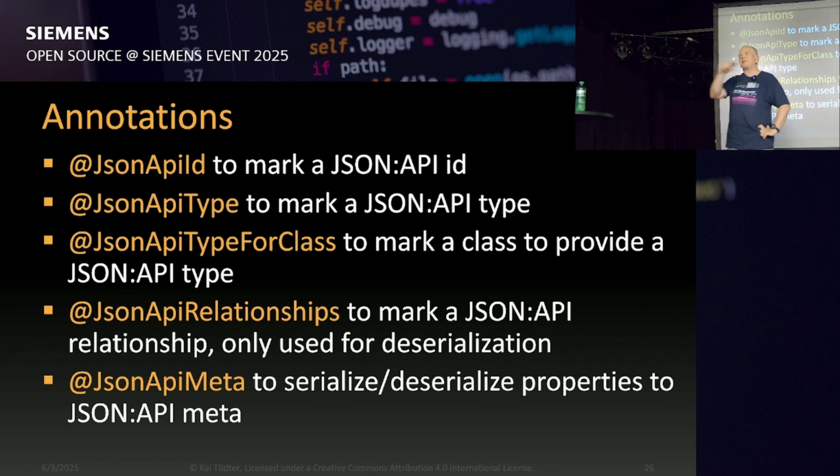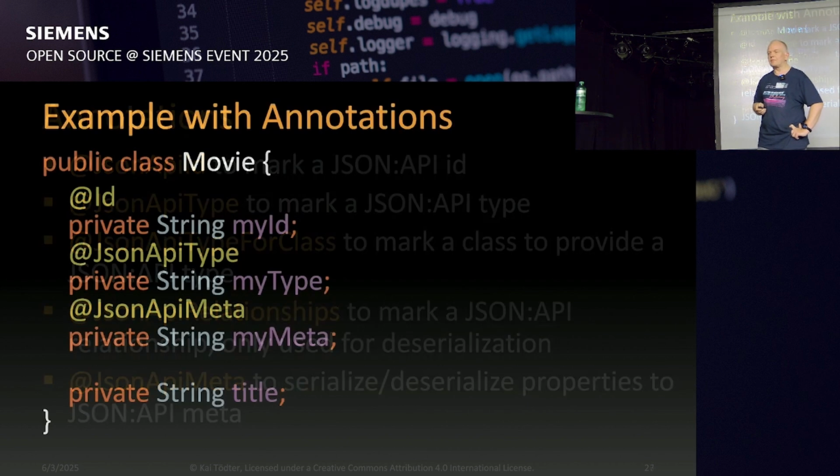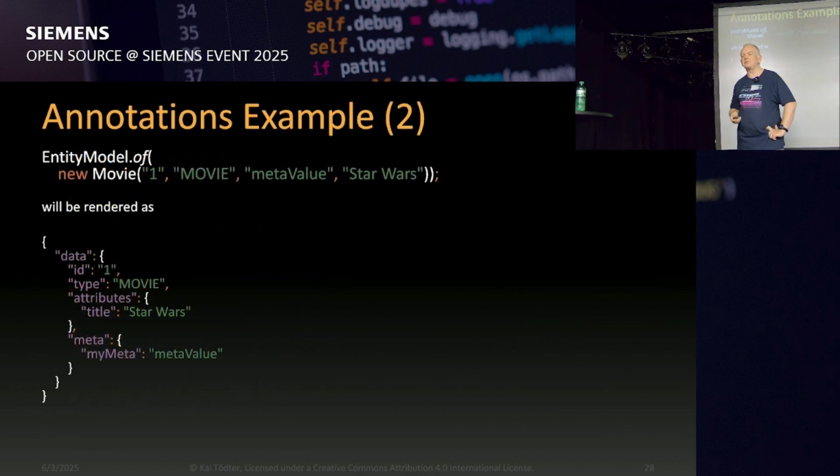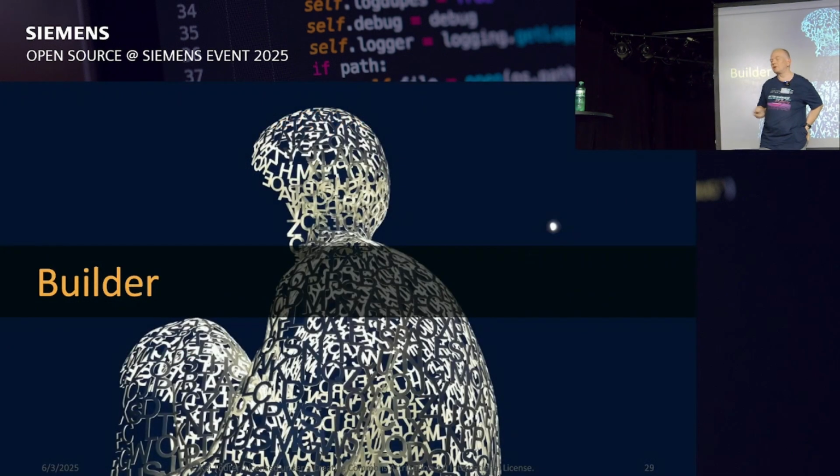Or if you have an attribute in your domain model, created by, that indicates the author not of the movie, of the REST resource that represents the movie, then you can annotate it with JSON API meta. Here's a little example for that. So it's just a simple Java class with a few annotations. And if you do that, basically this would be the rendered result. So this is just the very basics.